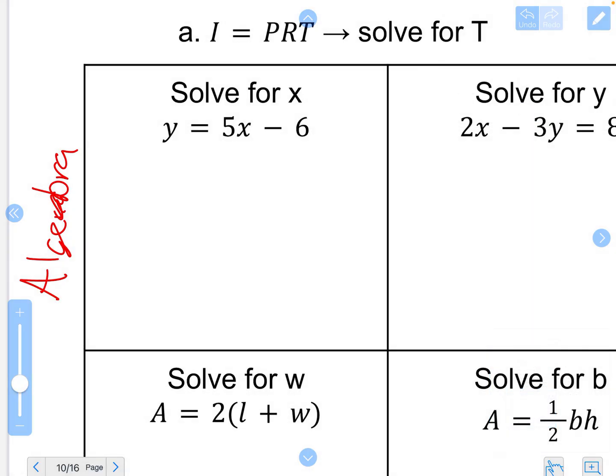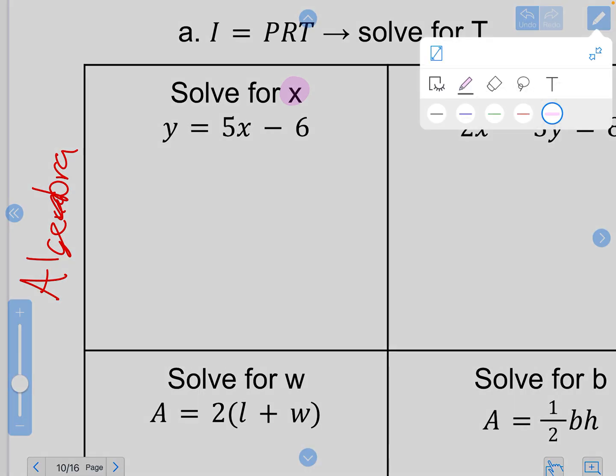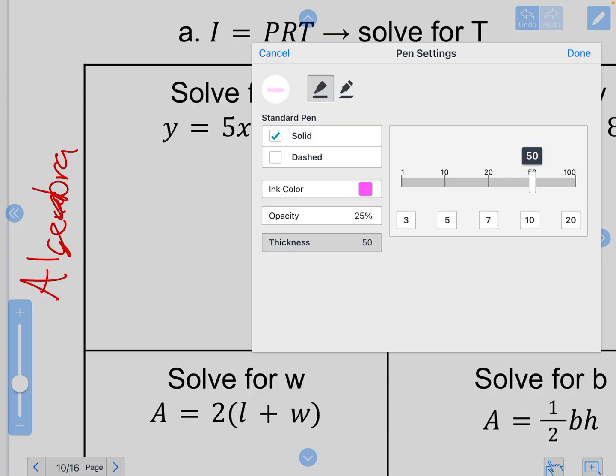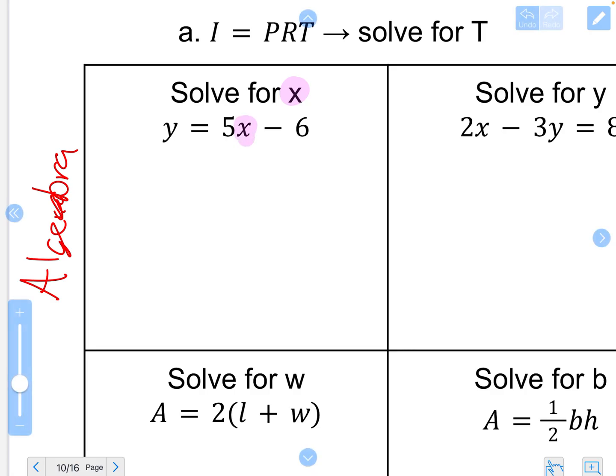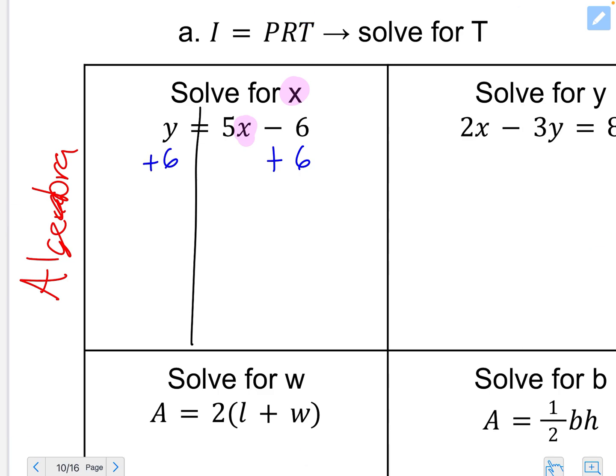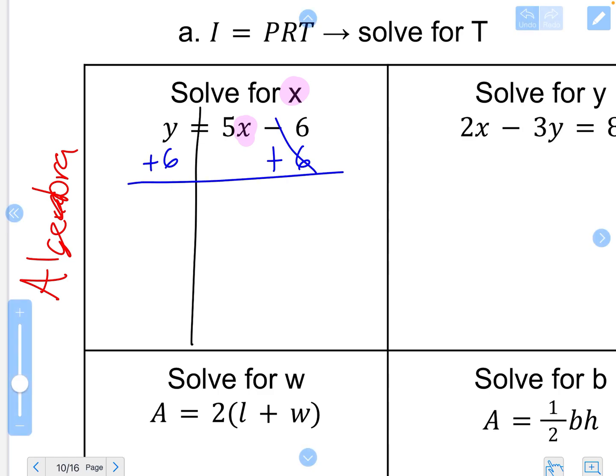We have y and x in the problem, and it wants us to either solve for x or solve for y. So what I'm immediately going to do is highlight the letter that it wants me to solve for. Then I'm going to draw my line down my equal sign. I'm looking at 5x minus 6. My minus 6 is what is furthest away from my x, and it's also a separate term, so I'm going to do the opposite to move it to the other side.